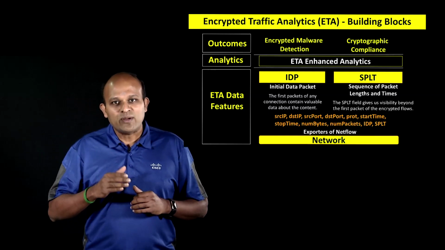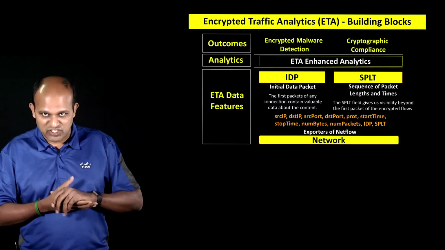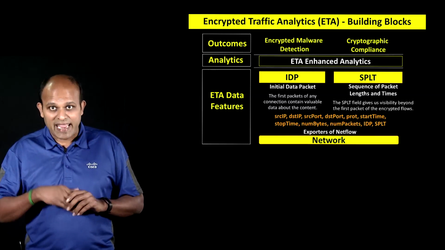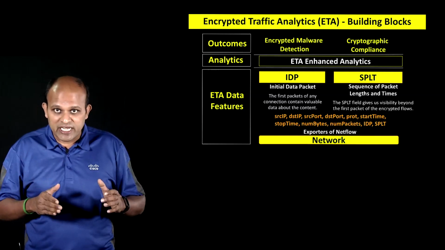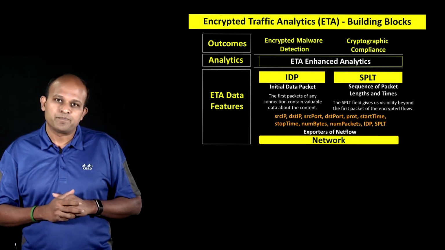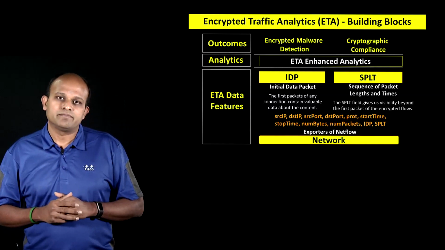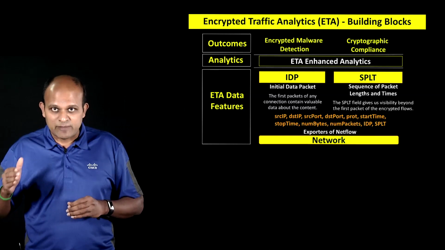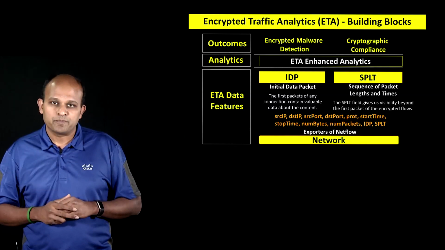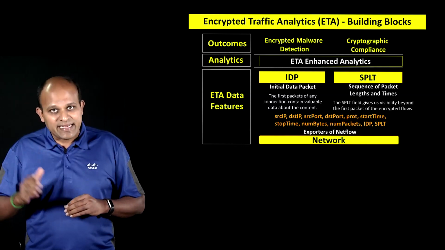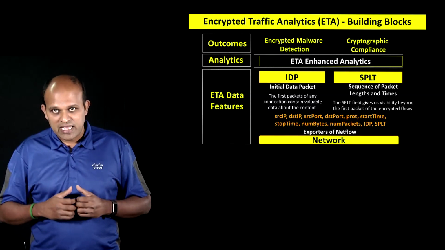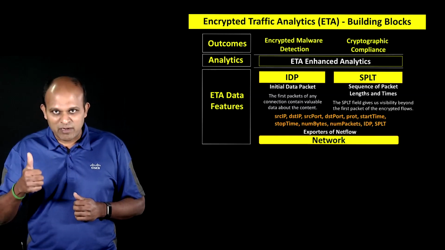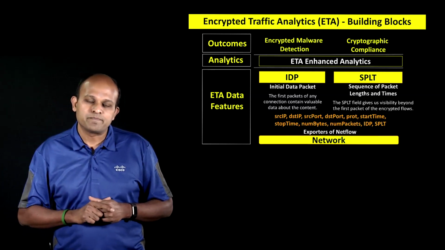First, we need to identify where we collect the data features. The network plays a critical role here because it gets to see all the traffic originating from and destined to the endpoints. The network will observe the traffic and collect the data features, namely the initial data packet and the sequence of packet lengths and times, for export. We'll then need an analytics engine that would digest this information and enable the two critical outcomes to be achieved, namely encrypted malware detection and cryptographic compliance.